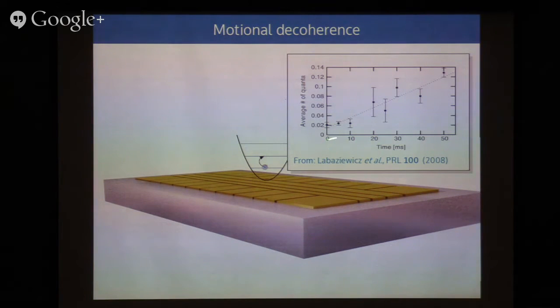So people have measured this. This is as a function of the waiting time, how long the ion was left in the dark, the probability that you have acquired one motional quantum. And you can see after 50 milliseconds or so, you have about a 10% chance of ending up in an excited state. That means if you're running a quantum algorithm for 50 milliseconds, your fidelity is limited to 90%.